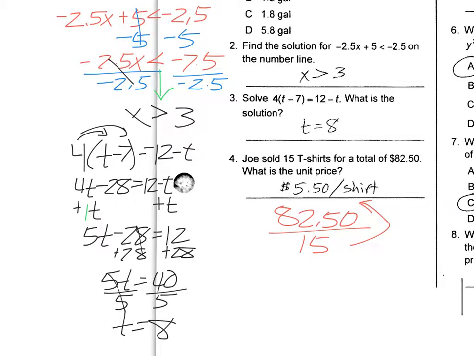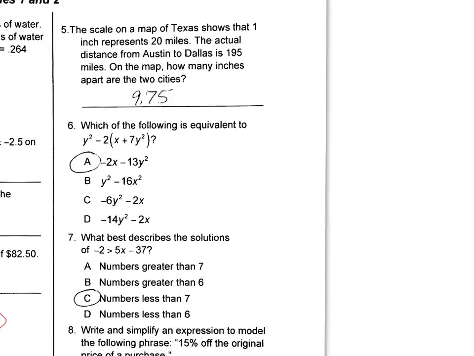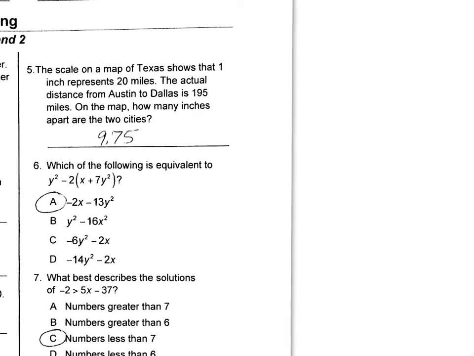Okay, continue on. Let's go to the other side. So I'm going to work these on the right-hand side. It says the scale map of Texas shows that 1 inch represents 20 miles. So 1 inch is 20 miles. The actual distance from Austin to Dallas is 195 miles. So times 195 miles.